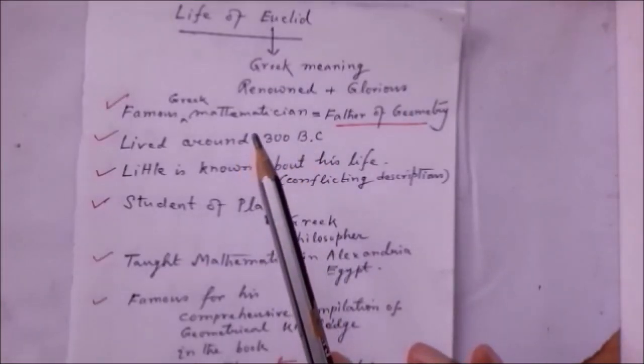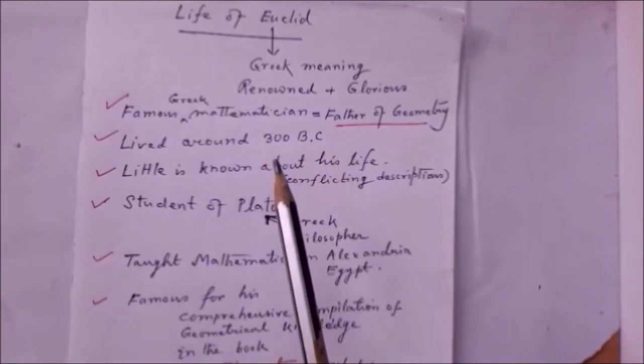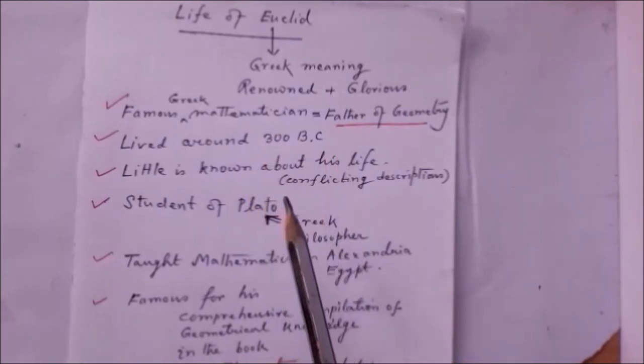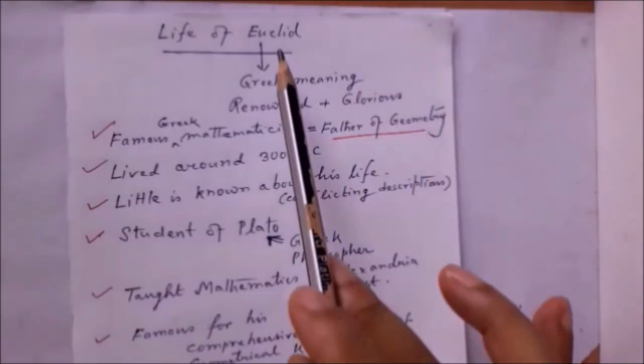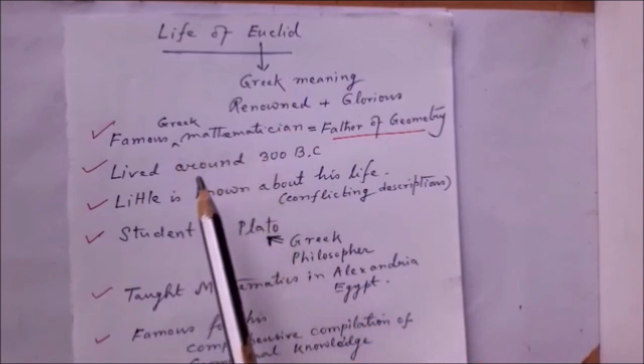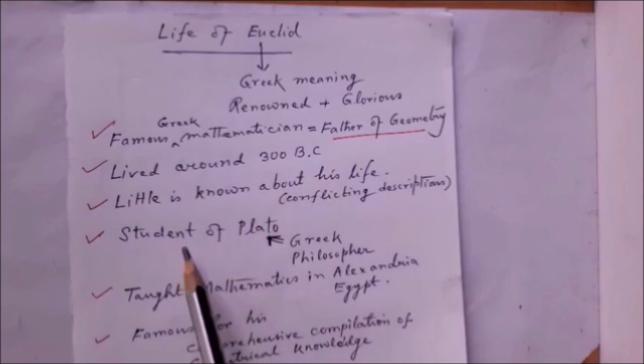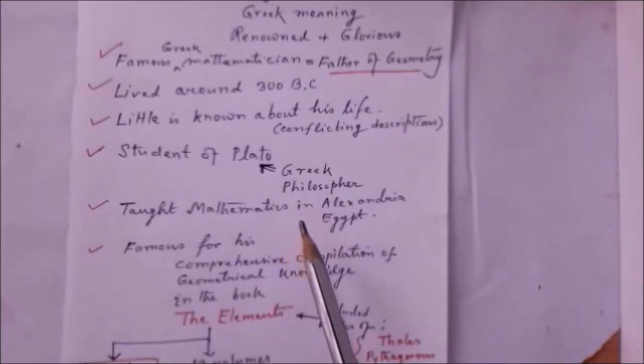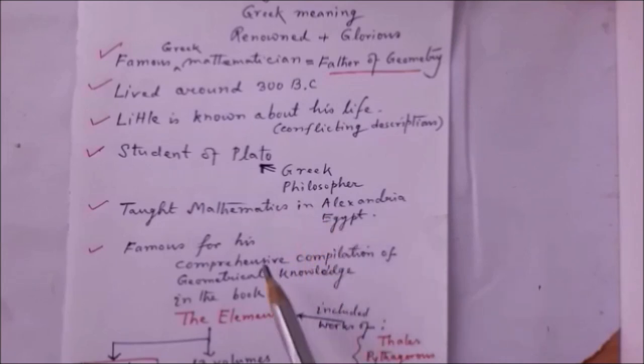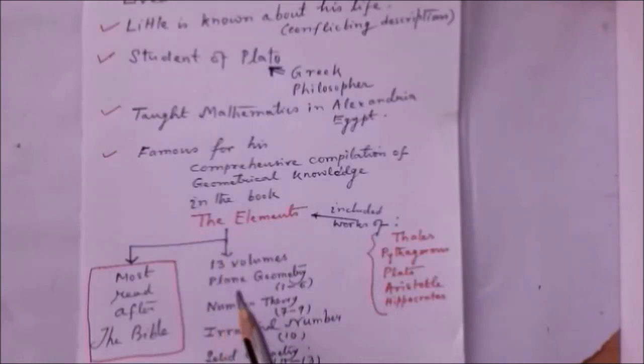Let us begin with a few words on Euclid's life, though much of him is not known, and there are many contradictory descriptions. Euclid was a famous Greek mathematician, and he lived around 300 BC, studied under Plato, the legendary Greek philosopher. Euclid taught mathematics in Alexandria, a historically eminent place of Egypt. Though much of his life is not known for certain, Euclid, who roamed the earth some 2000 years ago, is remembered for his work, a 13-volume book entitled The Elements, that is the most read book after the Bible.